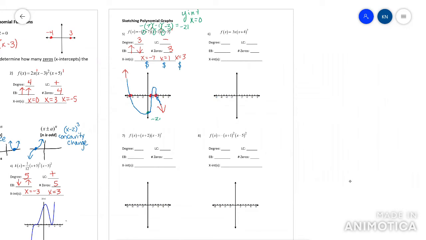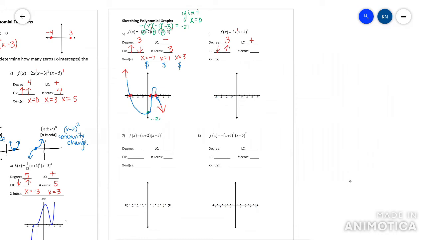All right, let's look at number 6 now. The degree, give this x a 1 and add up these exponents. It would be 3, 1 plus 2. The leading coefficient is this 3 out in front, so it's a positive. The end behavior on a positive odd function is down up.